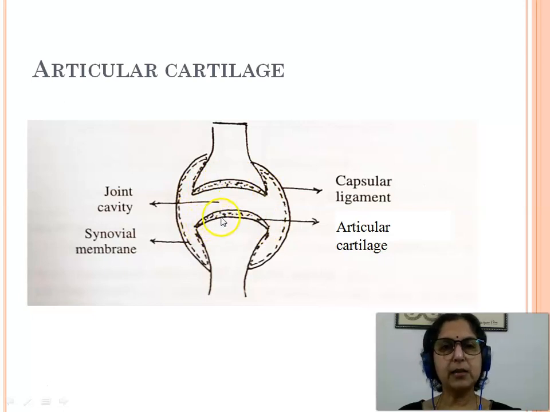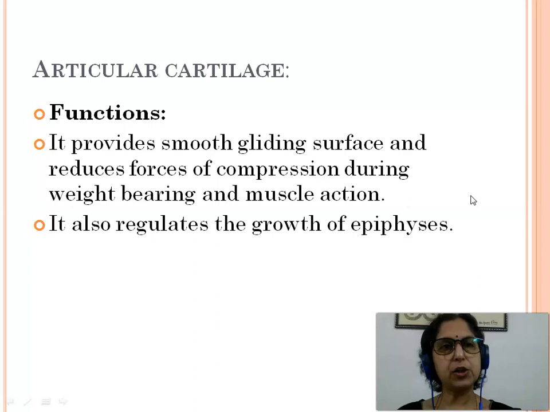Now as we see here, this is the convex surface and this is the concave surface. The articular cartilage which covers the convex surface is thicker at the center and tapers at the periphery. Opposing to this, the cartilage which covers the concave surface is thinner at the center and is thicker near the periphery. What is the function of this articular cartilage? It provides a smooth gliding surface. It reduces the forces of compression during weight bearing and muscle action. And it also regulates the growth of the epiphysis.